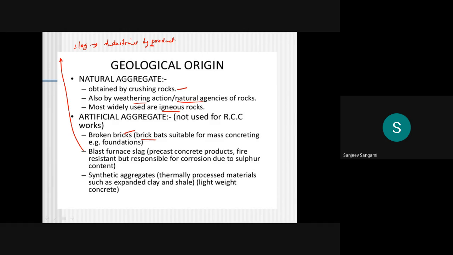It is the industrial by-product. If it is a phosphorus slag, it is derived from the phosphorus industry. If it is an iron slag, it is from the iron and steel industry. If it is any other, for example a sulfur slag, it is derived from the sulfur-based industry. But blast furnace slag is derived from the iron industry only.